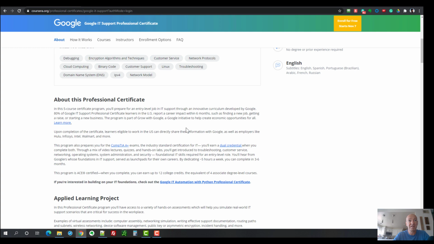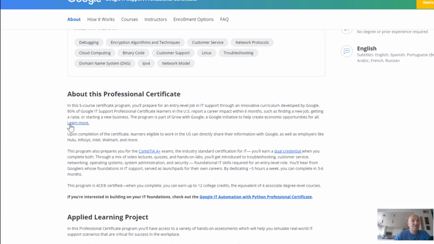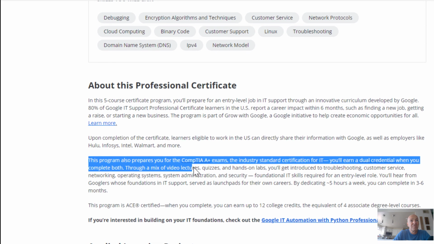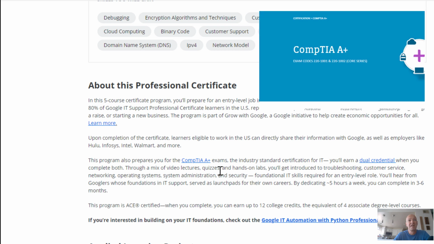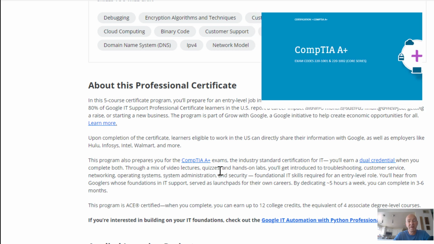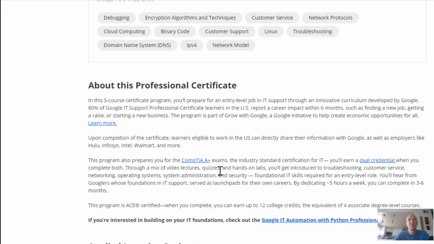I highly recommend it. In addition, you can see here that this course prepares you for the CompTIA A+ exams. There is a total of 2 exams that you need to pass to become CompTIA A+ certified. Together with the Google IT Support Professional Certification, you will have the best foundation really to get into IT in a help desk or in a junior system administrator position.